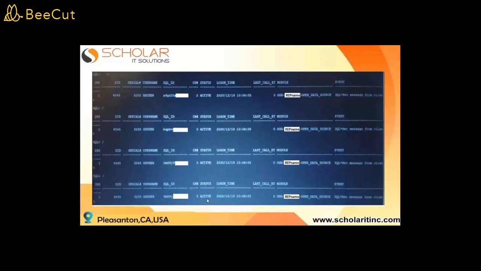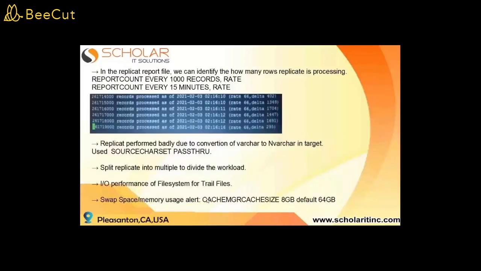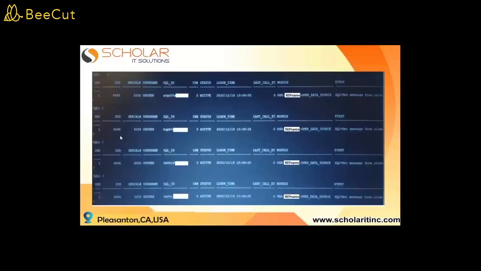Another way to check is the report file. Normally we add this parameter, report count every, I like to do every 1,000 records. Here, at 2:16:10, in less than a second, it's applying 1,000 rows. So my replicate is not slow, it's doing fair enough. This way I check if it is stuck or not. It's not stuck and it's working at good speed. I won't say enough, it's fine, but at least it is not stuck.